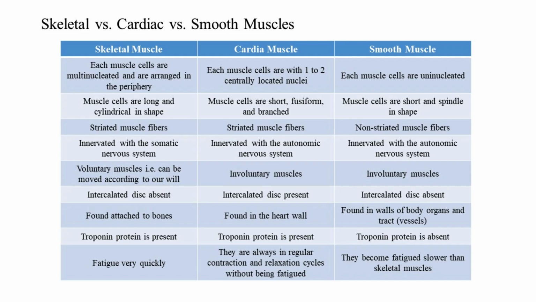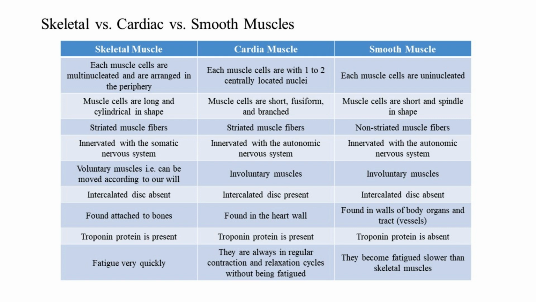Skeletal muscle. Cardiac muscle. Smooth muscle. Skeletal muscle cells are multinucleated and the nuclei are arranged in the periphery. Cardiac muscle cells have 1 to 2 centrally located nuclei. Smooth muscle cells are uninucleated. Skeletal muscle cells are long and cylindrical in shape. Cardiac muscle cells are short, fusiform, and branched. Smooth muscle cells are short and spindle in shape.